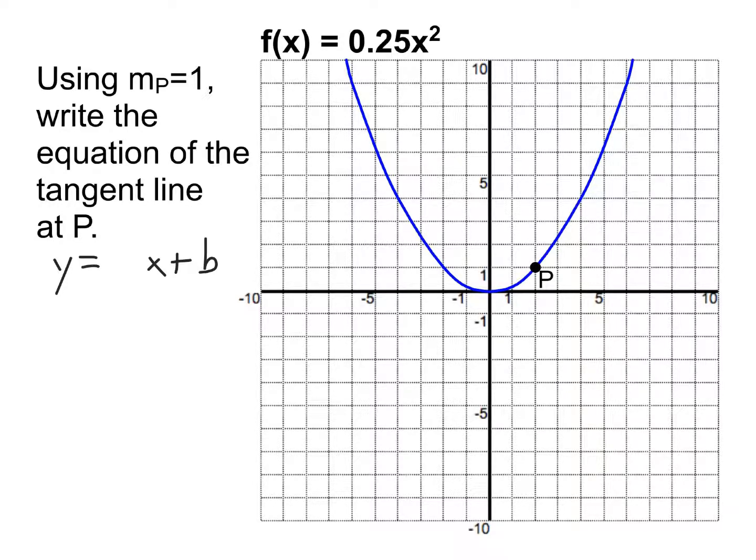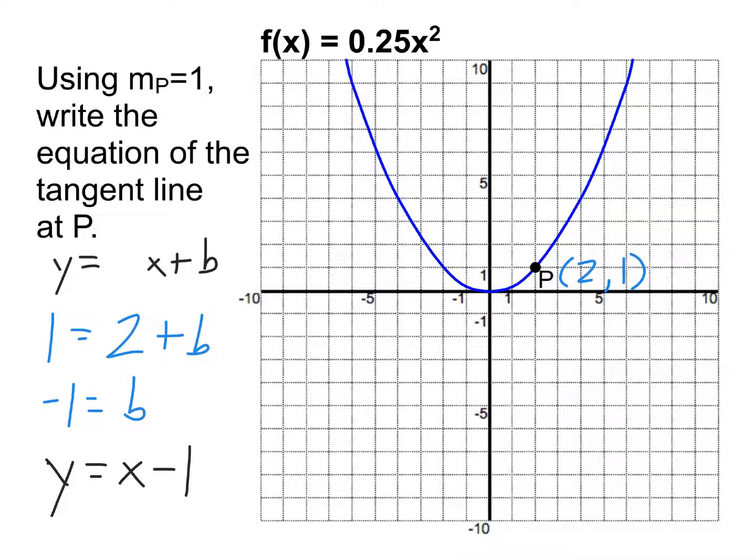Well, I know point P over here. Point P is at (2, 1). So y is 1, x is 2. I miswrote that here. Just change that. How would I solve that for b? Subtract 2. And so b equals -1. All right, and so with this one, our equation is just y equals x minus 1. That gives us the equation of our tangent line through point P there.